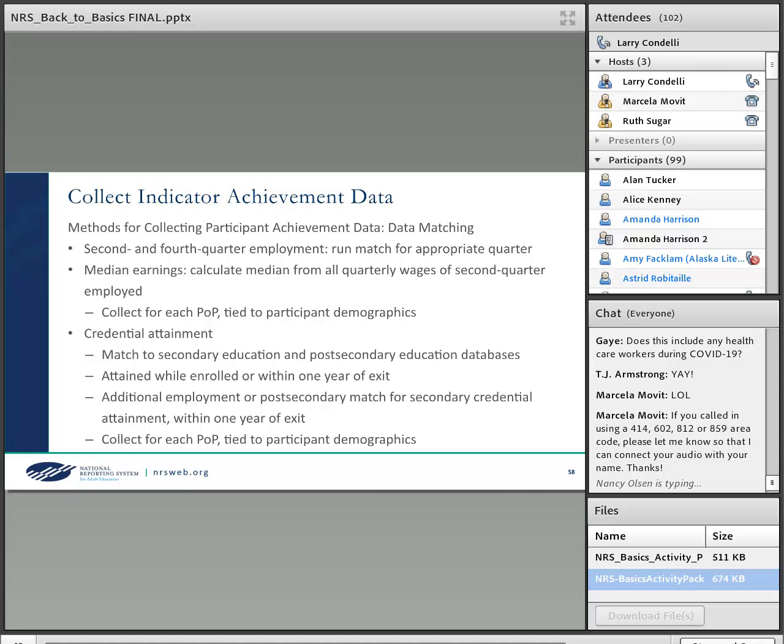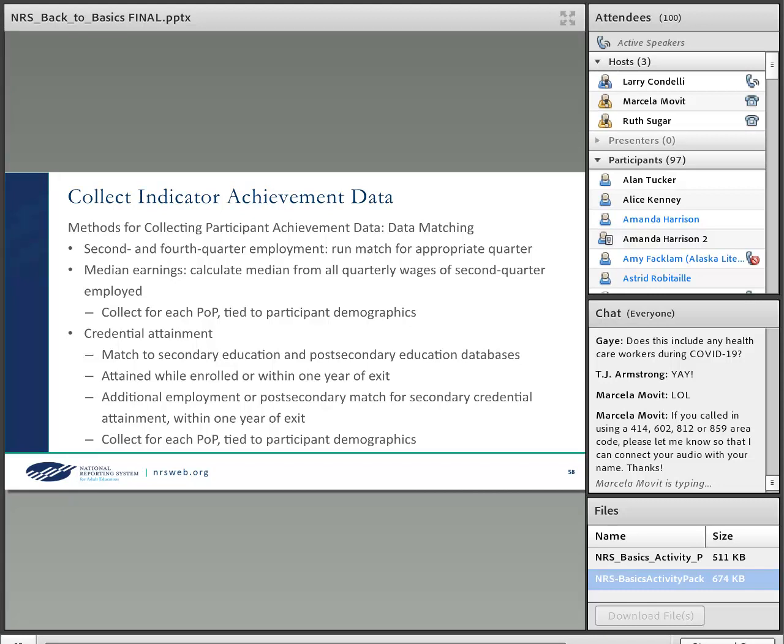Of course, data matching is the best way to do this, in that it will be much more efficient and less time-consuming once you get those data matching agreements. And I know the great majority of states do this. You just have to run your data match for the appropriate quarter for the appropriate cohort, which is why in an earlier slide I mentioned you have to have the exit date and also the barriers to employment, because when you report it, you must also report the barriers to employment data for the participants and their achievements. And of course, you must collect them for each POP and tie it to demographics.